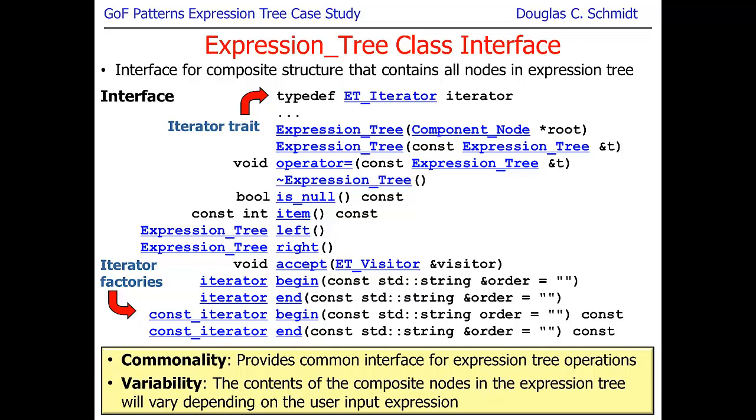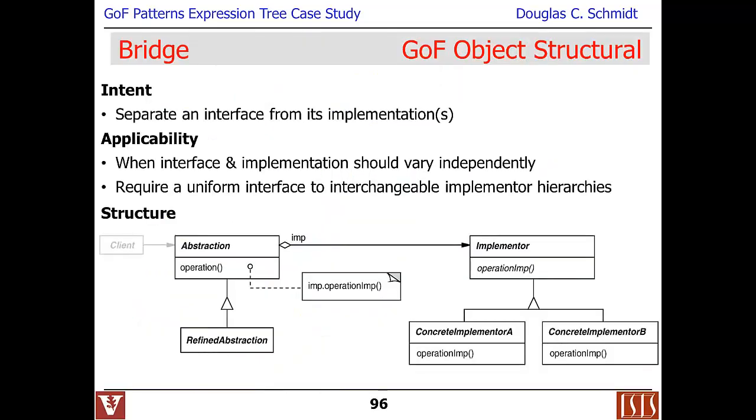From a commonality and variability point of view, the commonality here is we have a common interface for all the different kinds of expression tree nodes that we've got. And the variability is that we can have different kinds of nodes that are accessed by the common interface. So we could have a tree, but the tree could have lots of different expressions. It could have multiplication, division, subtraction, and so on. So that allows us to keep things much more consistent.